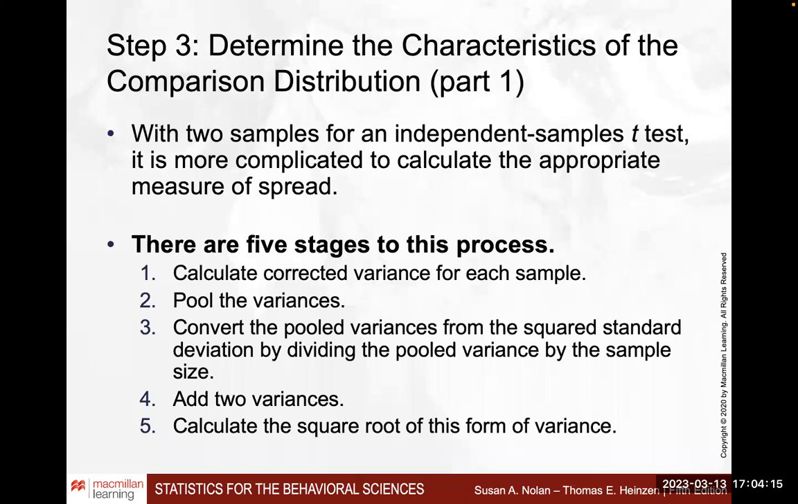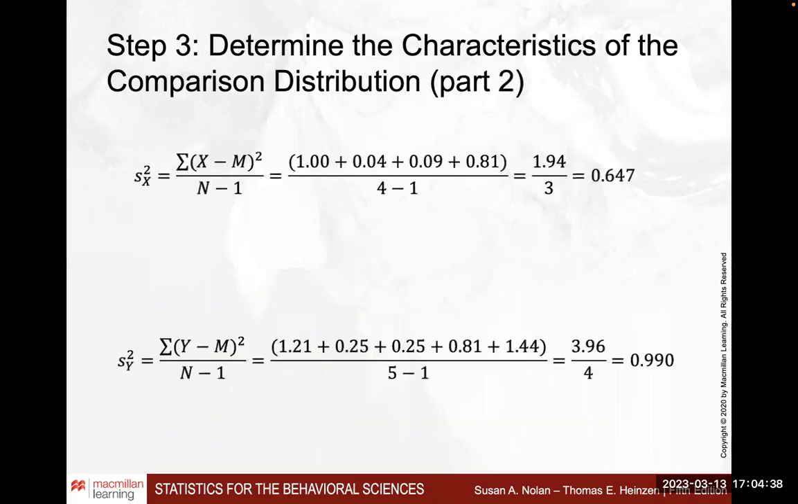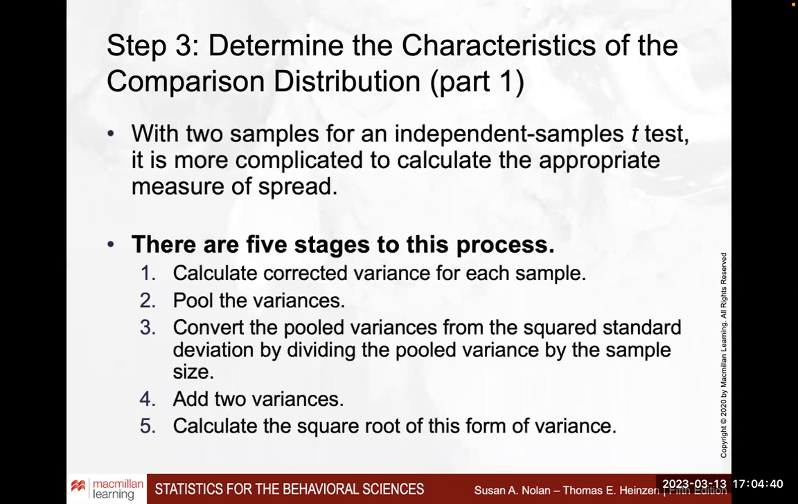Then we convert the pooled variance from the squared standard deviation by dividing the pooled variance by the sample size. That gets us to a standard error of the mean differences, right? Then we add these two variances because they're contributed by both our samples, and we calculate the square root of this sum of variances. And that's where we're starting in Excel.